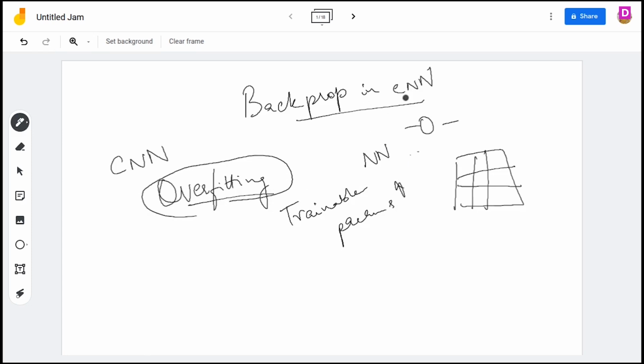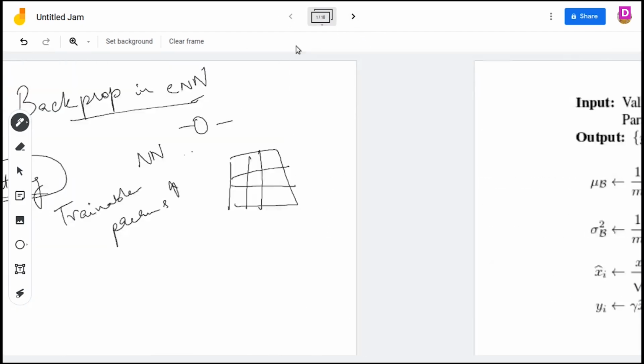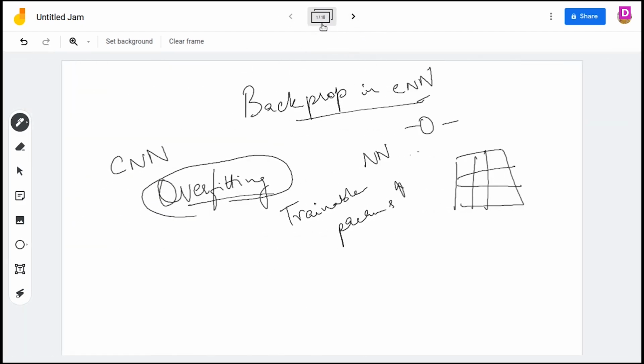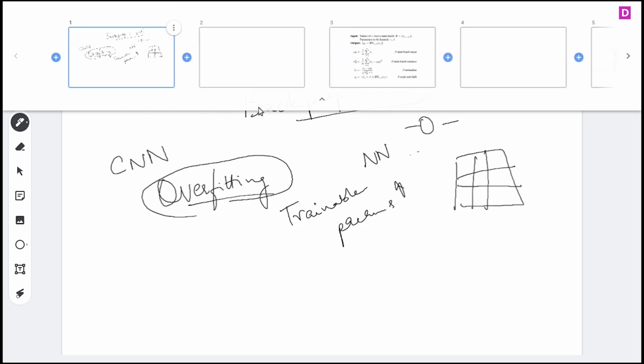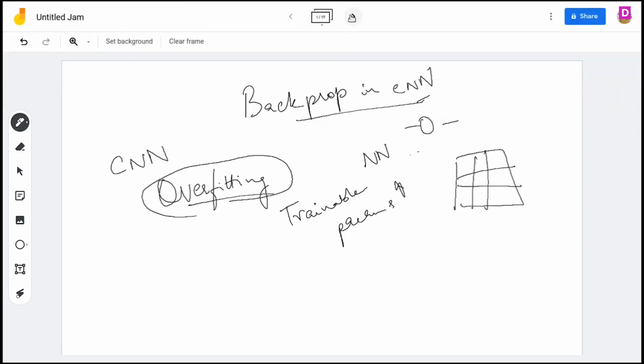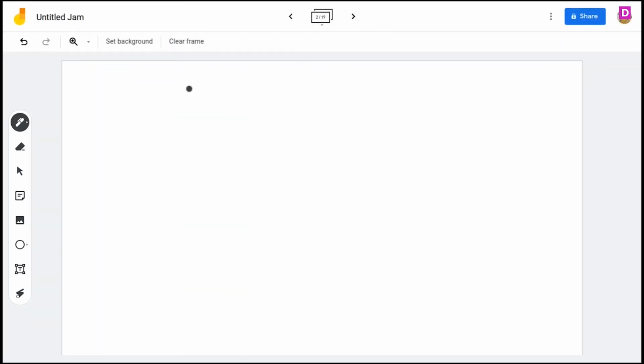So what happens in neural networks is there are a few things or tricks that we can do to actually avoid overfitting. So what does that mean? Well, there are a few things that can avoid overfitting. Today we will learn about that. So we have a few techniques that we can use to avoid overfitting.